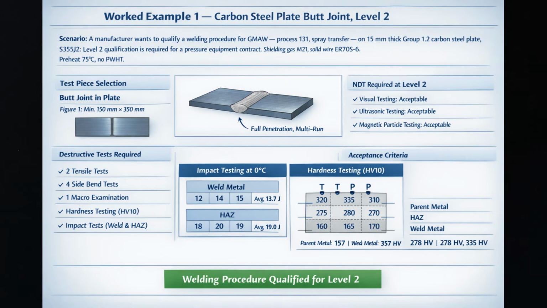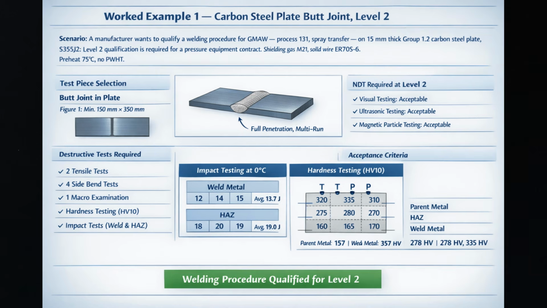Surface crack detection, magnetic particle testing, 100%. Destructive tests required. 2 transverse tensile specimens. 4 transverse bend specimens. Since T equals 15 mm, which is greater than or equal to 12 mm, 4 side bends are permitted in place of root and face bends.